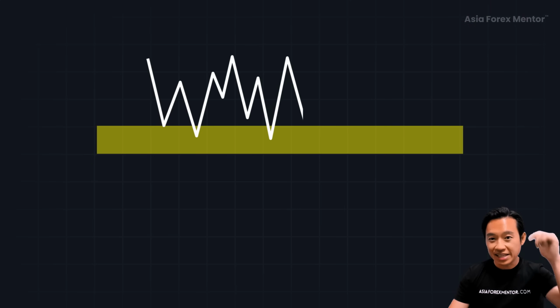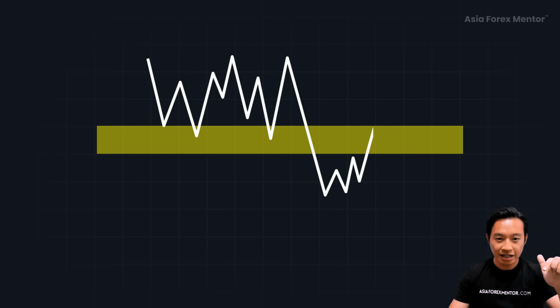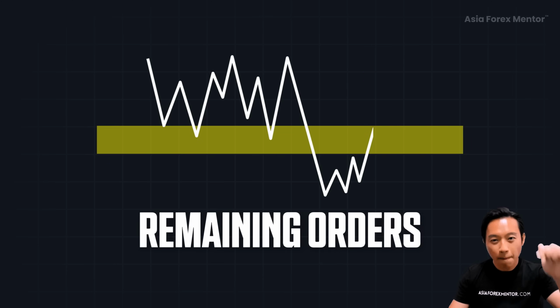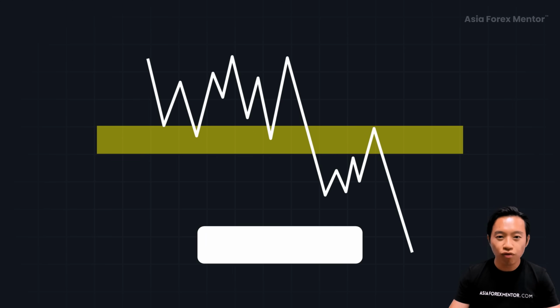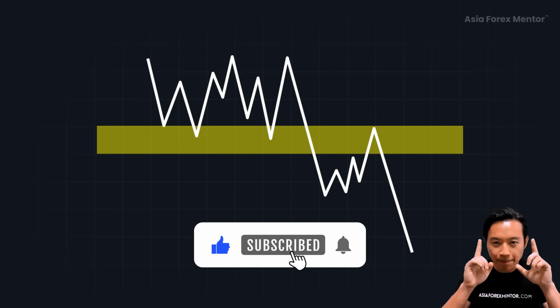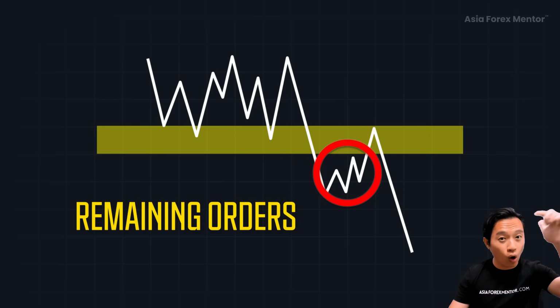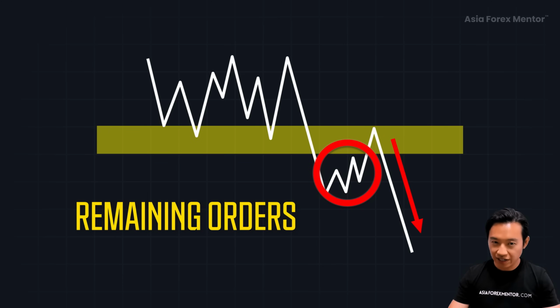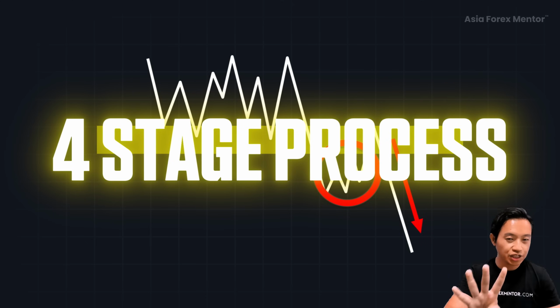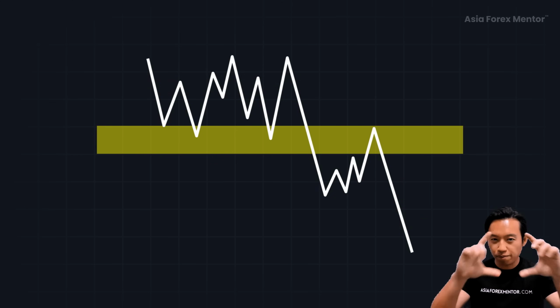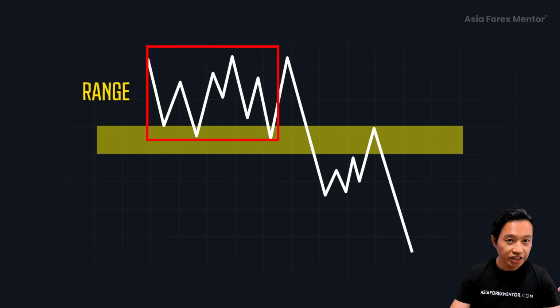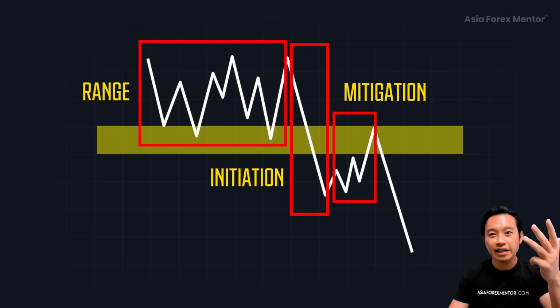So here's what often happens next. The market breaks out, and then it comes back to retest the breakout zone, right? So this fills up the remaining orders before continuing the move. This happens because of what? The concept of order flow, where the market fills up the remaining orders before moving further. This is part of a 4-stage process. The 4 phases of price movement are range, initiation, mitigation, and then continuation.